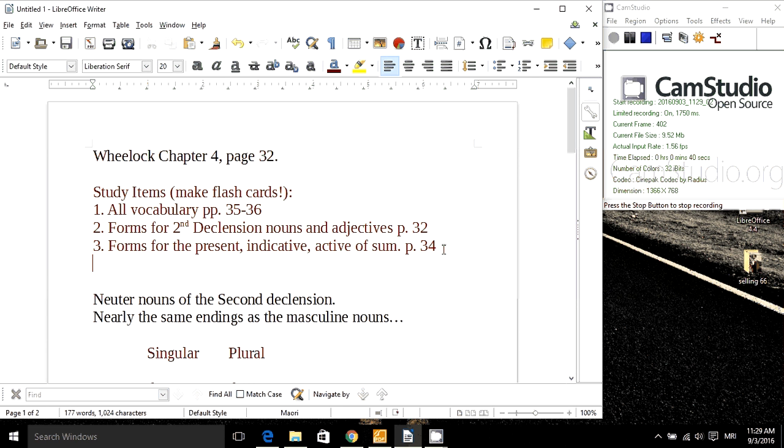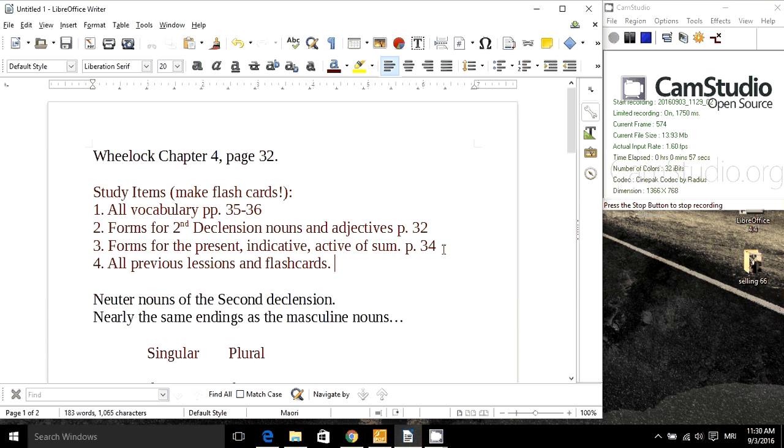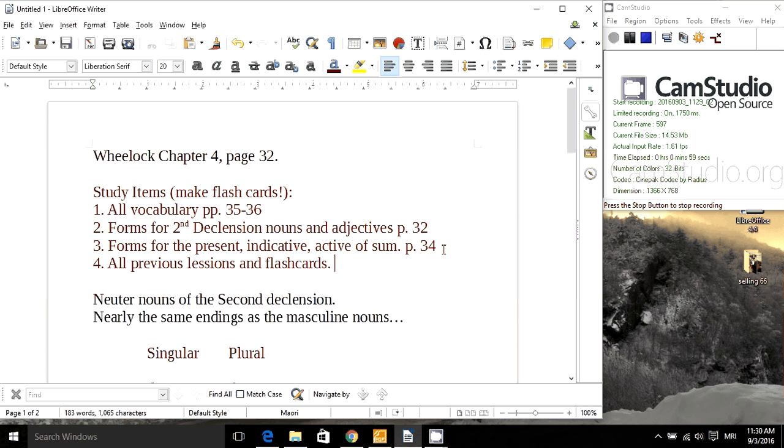And there's a fourth item: all previous lessons and flashcards. So Latin continues to build. You need to review and remember what you've already been quizzed on. Because as we go on building quizzes week by week, questions from previous quizzes are always a possibility of showing up on Friday's quiz. So we want to continue to build our knowledge, not forget what has gone before.